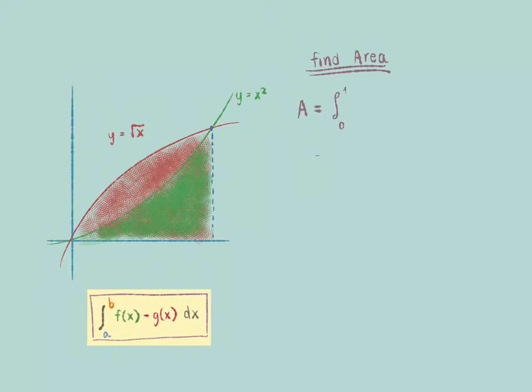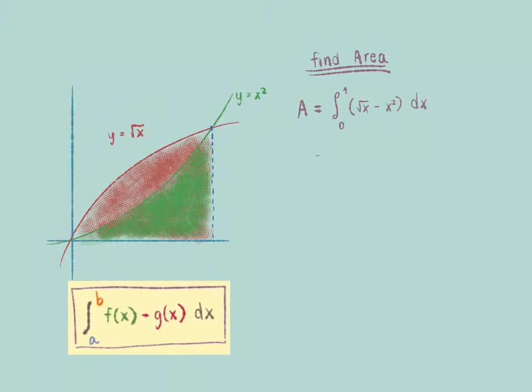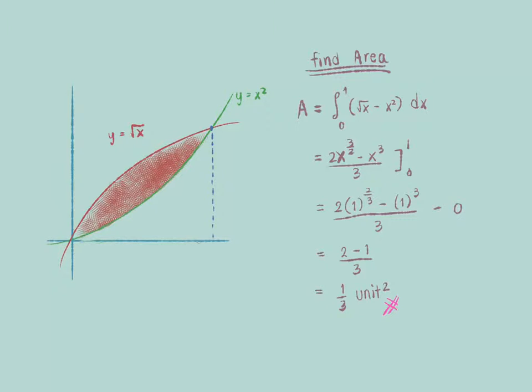Substitute a and b with 0 and 1. In this graph, what we are going to use as the f of x substitution is the red function, square root of x, and the substitution for g of x is x squared. Then simplify both equations and integrate them. After that, substitute the intervals into the antiderivatives.